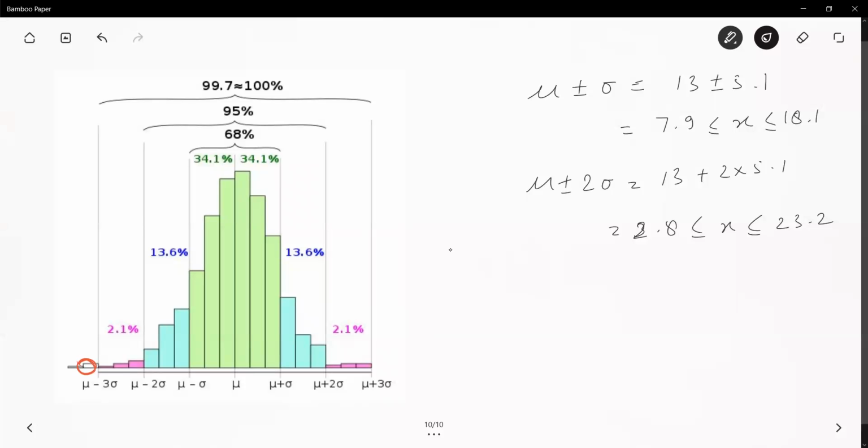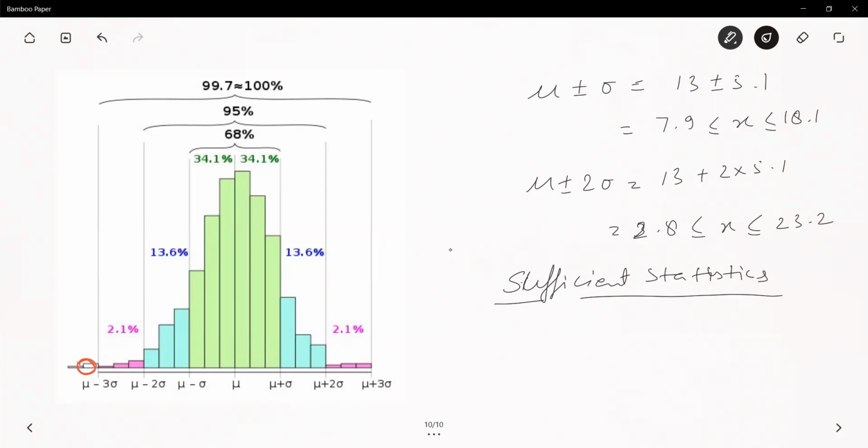That is why, if someone asks you what sufficient statistics are, descriptive statistics is one thing, but sufficient statistics means: out of these 5 or 6 techniques, which techniques are sufficient to describe your data, which are enough to describe your data.